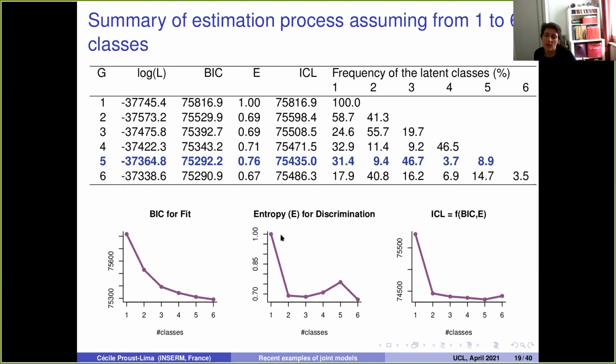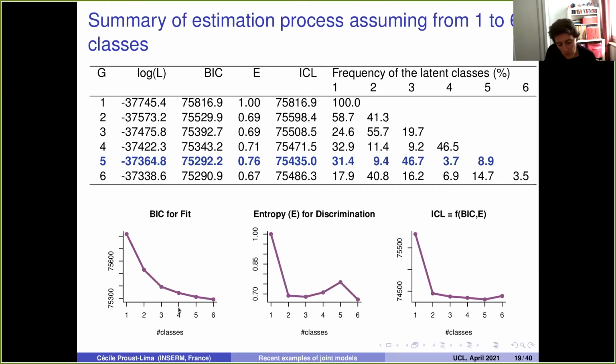So that's the type of result that you will always have to present when you have a latent class model. As you estimate your model for different numbers of latent classes, so here from 1 to 6, you need to select the optimal number of latent classes. And this is usually done using statistical criteria, and other criteria if you want also. So that's the log likelihood that is associated. And when you want to obtain the model that best fits the data, then you will rely on the BIC, the lower the better, to have the best fit of your data.